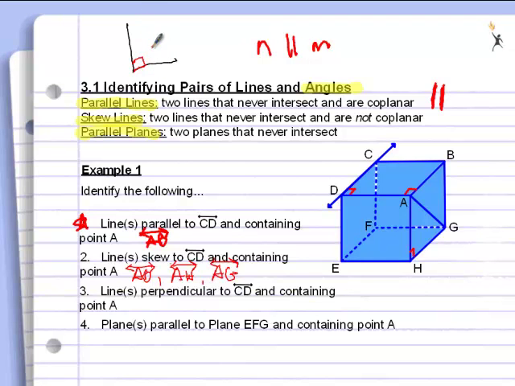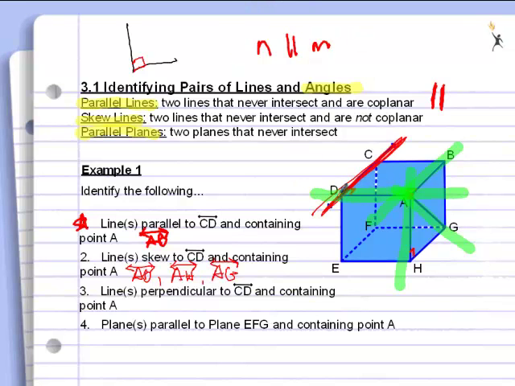But what we're trying to do now is find right angles that intersect line CD and contain point A. Again, here is point A. Here is line CD. Are there any lines that intersect CD at a right angle and contain point A? Well, let's go through and identify all the lines that contain point A. We have AB that we've identified before. We have AG. We have AH. But then we also have DA. DA is the only one that intersects line CD.